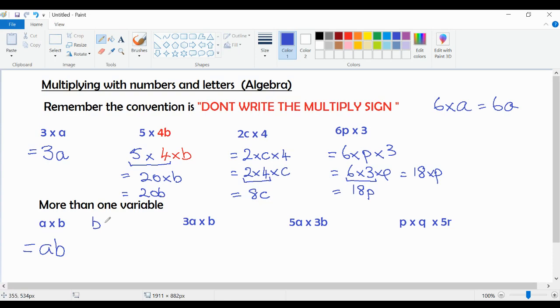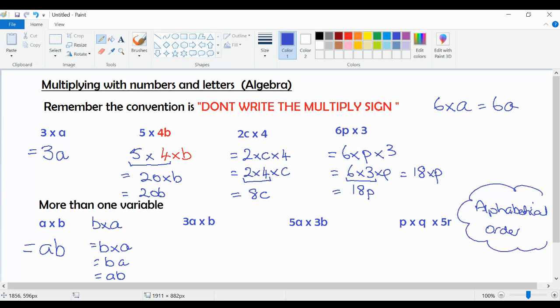What would happen if we had B times A? Well, the answer would be B times A, or BA. But the convention is also that it's better to write it in alphabetical order, so A comes before B, and these two answers are the same. The order that you multiply doesn't affect the result, and the answers should be the same as it is here. But the convention is that you should be writing in alphabetical order. So I'll write that over here, alphabetical order. Okay, so you should write in alphabetical order if you have to.